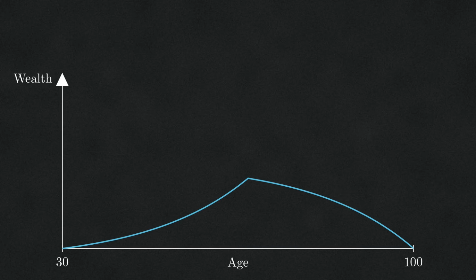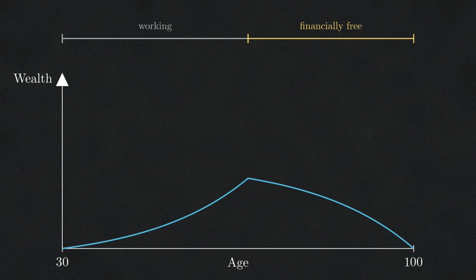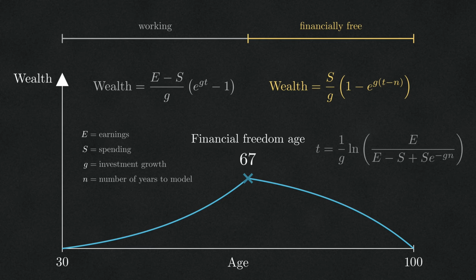This is a typical individual's lifetime financial trajectory. There are two distinct phases, the working phase and the retirement or financially free phase. Financial freedom is at the intersection of these phases and is reached when you have enough wealth that working becomes optional. Here are the equations governing these curves. They were derived in a previous video, and there's a link in the description if you'd like to check that out.